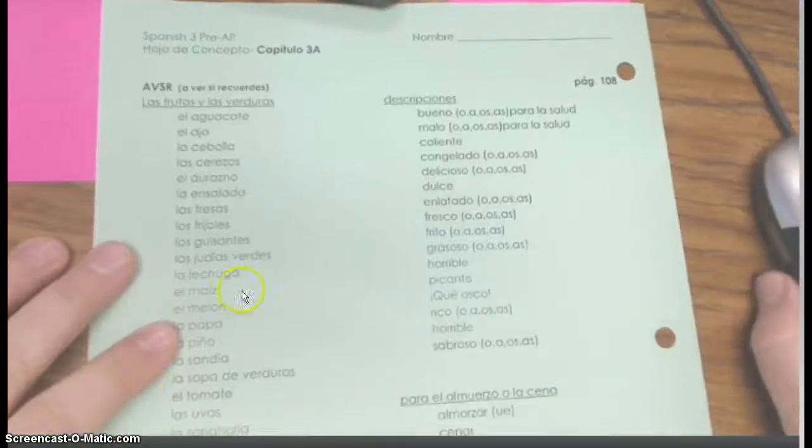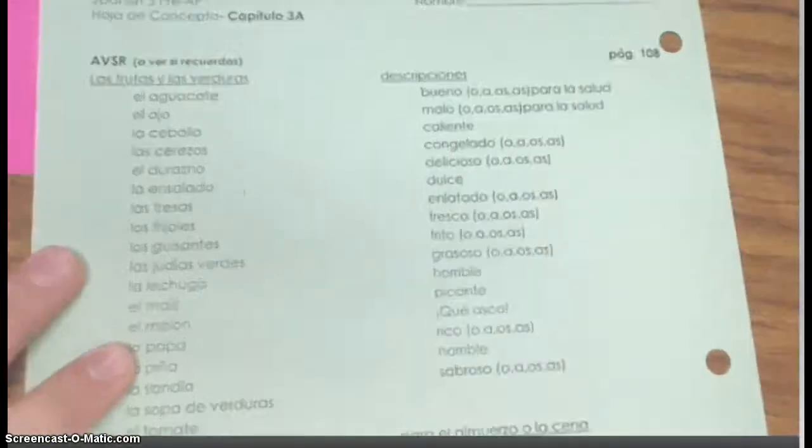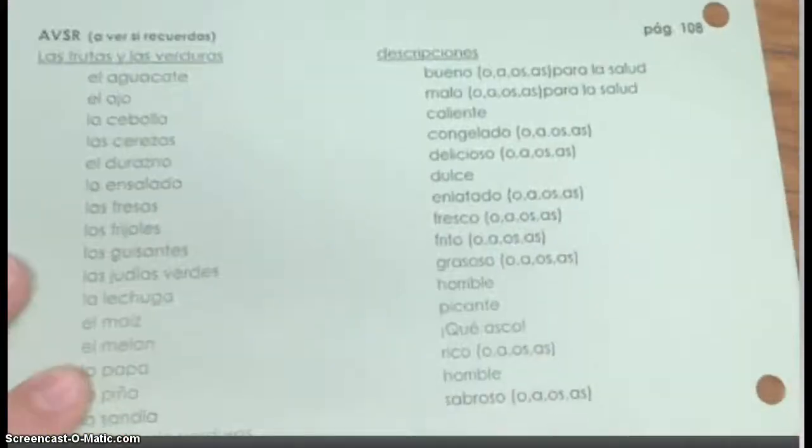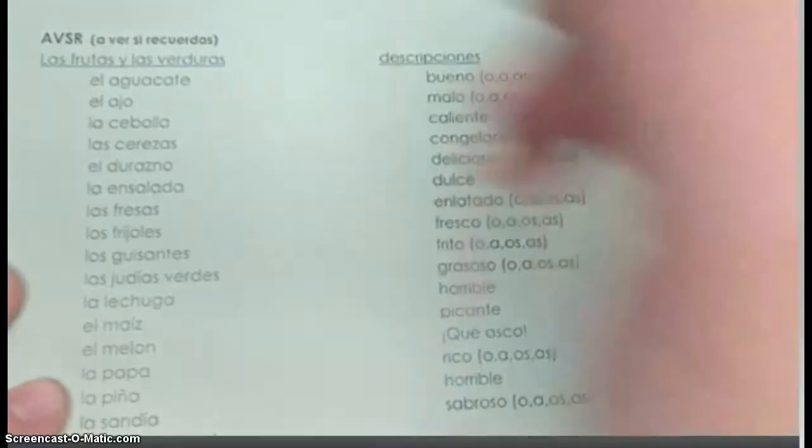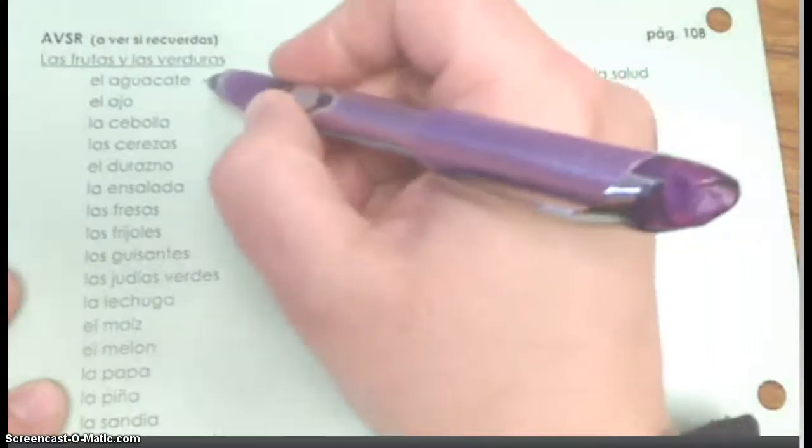All right, so we're going to start with the "A ver si recuerdas" side. This is the second side of the page. Okay, so el aguacate is avocado.